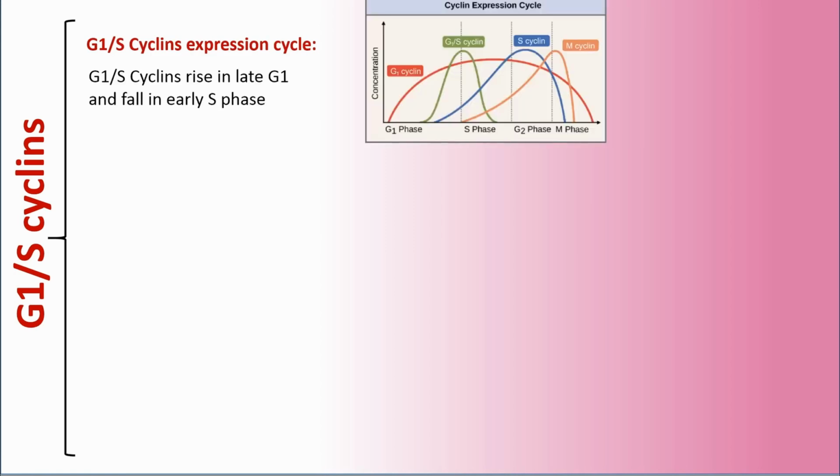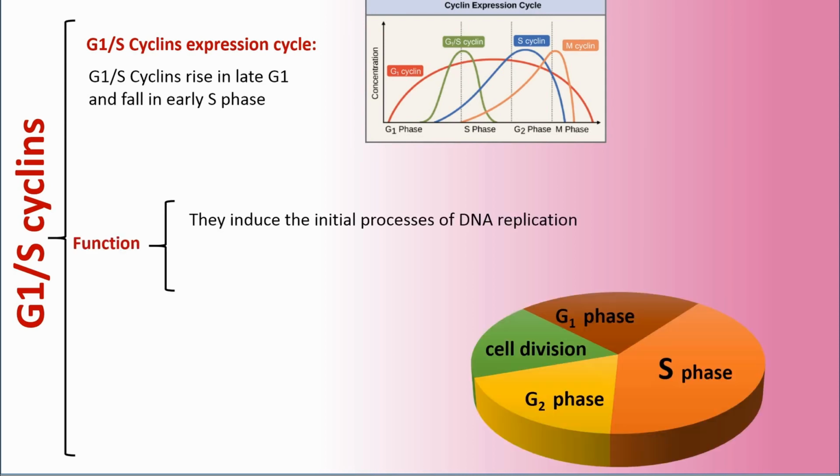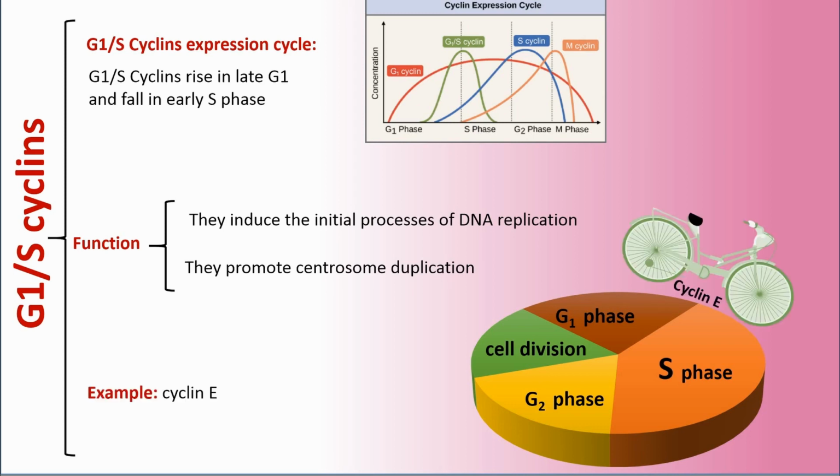G1S cyclins. G1S cyclins expression cycle. G1S cyclins rise in late G1 and fall in early S phase. Function of G1S cyclins: they induce the initial processes of DNA replication and promote cyclosome duplication. Cyclin E is G1S cyclin.